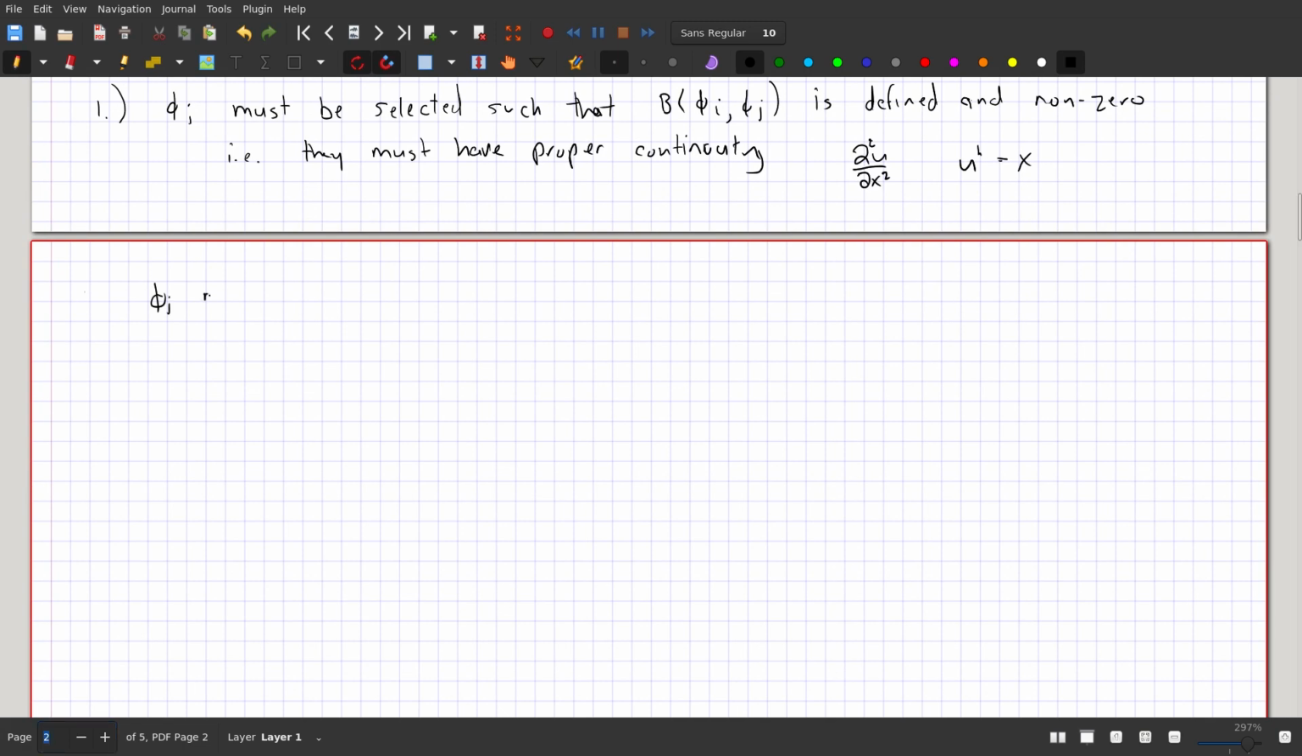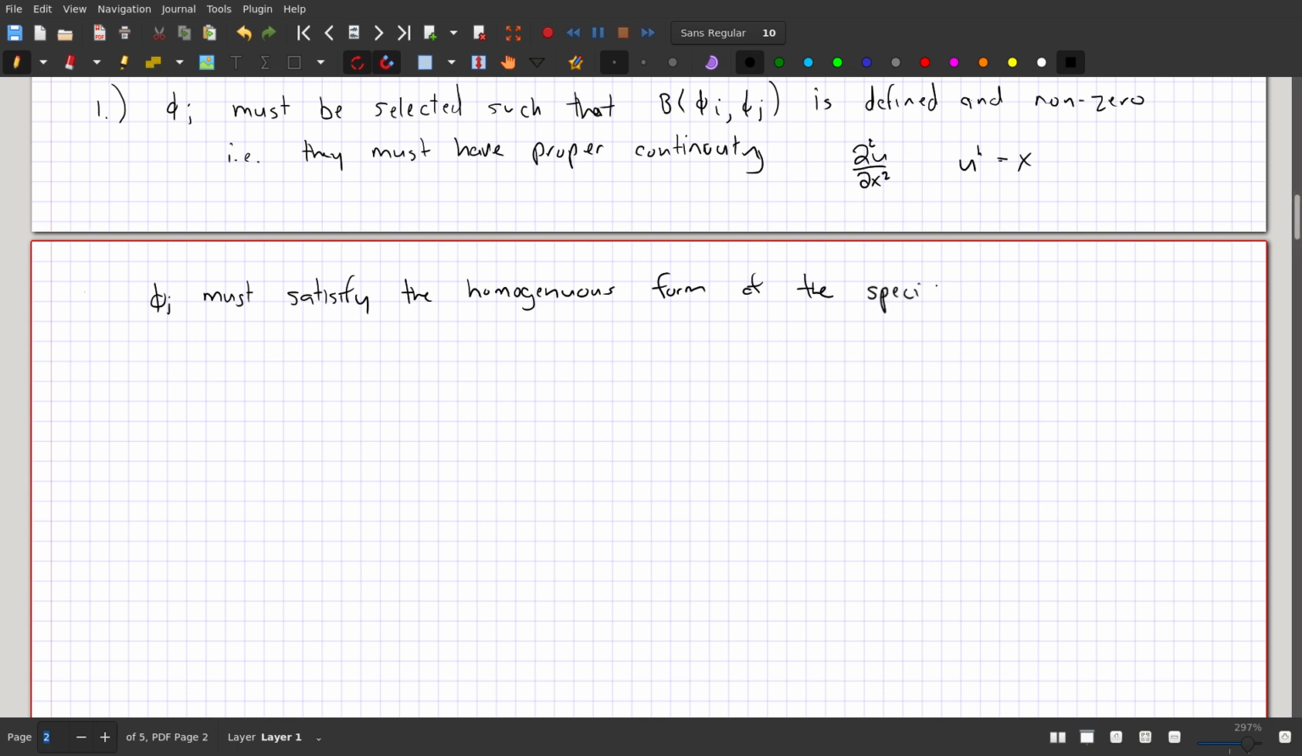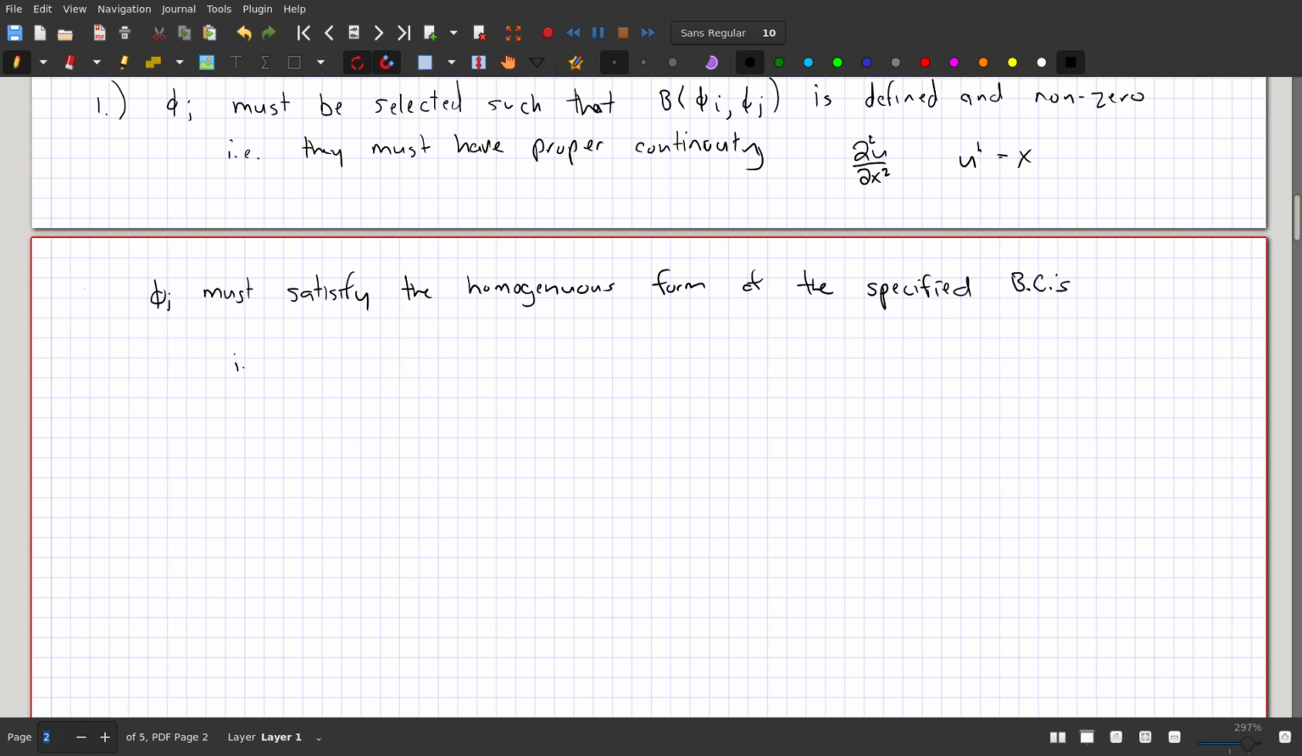Two, phi j must satisfy the homogeneous form of the specified BCs. So that is, if I have u at 0 equal to u0, to some number, the phi j must satisfy the homogeneous form, u of 0 equals 0.